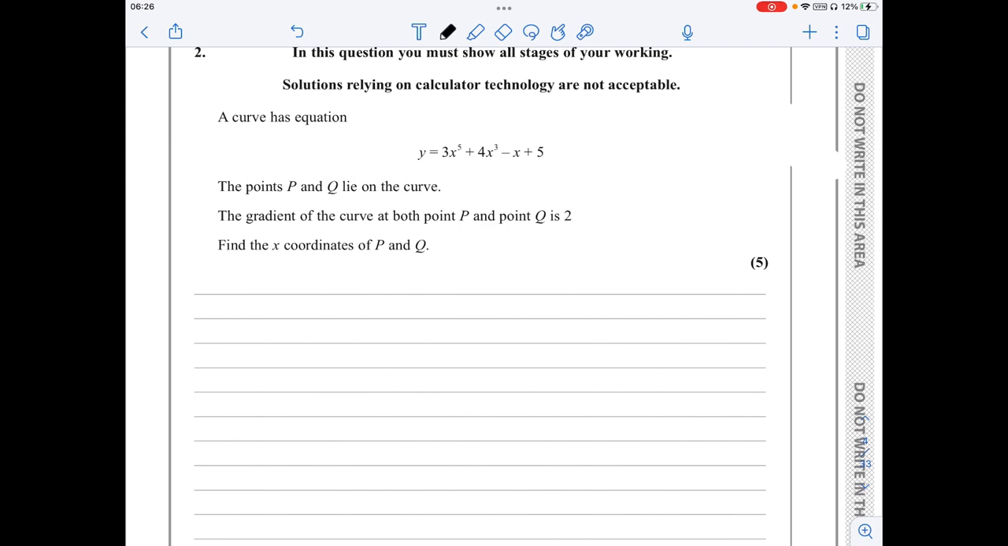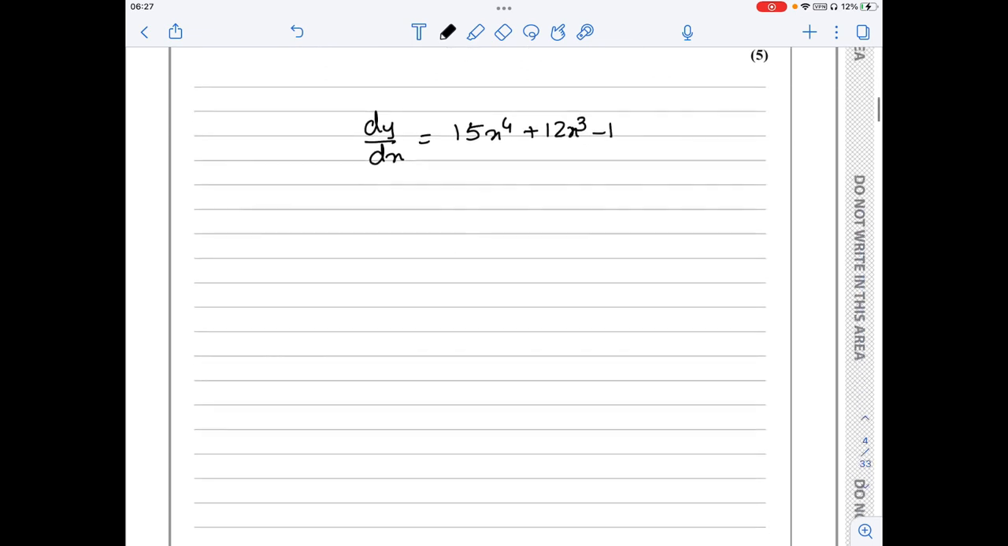The points P and Q lie on the curve. The gradient of the curve at point P and Q is 2. Find the coordinates of P and Q. So he has given the equation of the curve y. So first of all, gradient. So I find dy by dx, which is equals to 15x to the power of 4 plus 12x cube minus 1. Now the gradient is equals to 2.